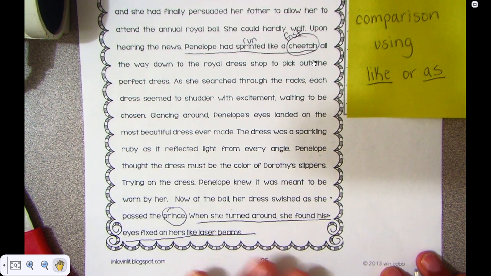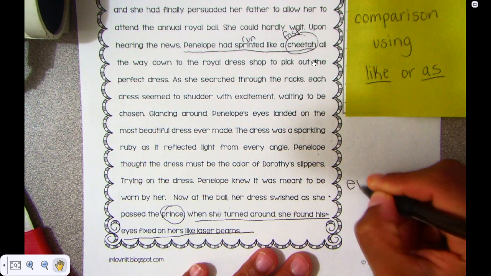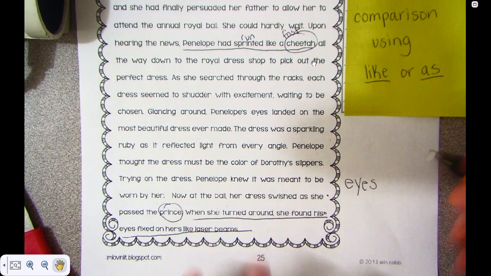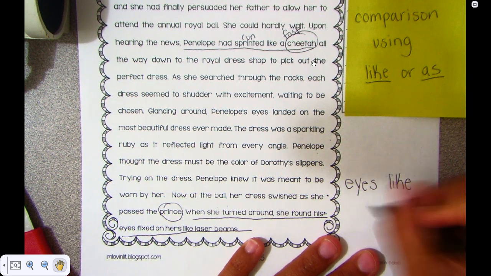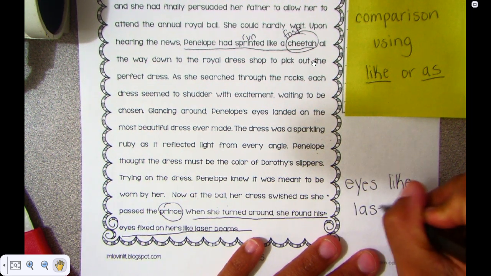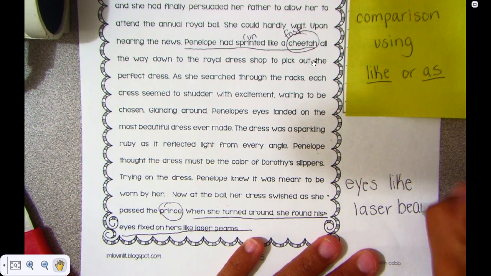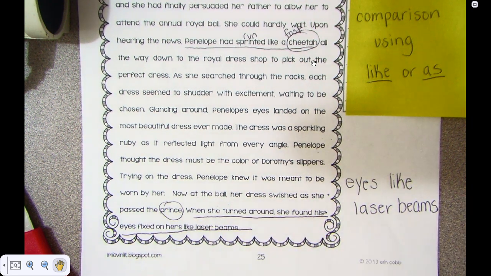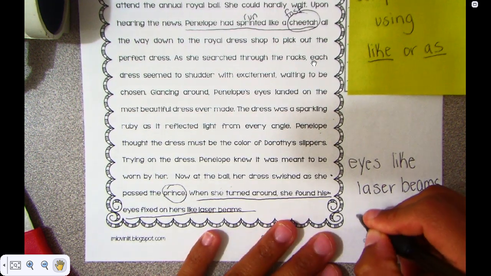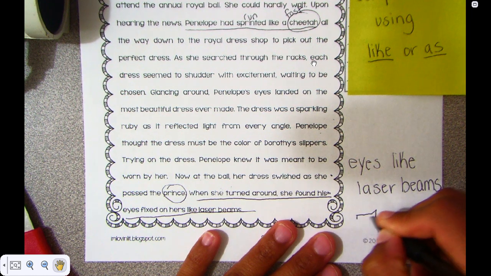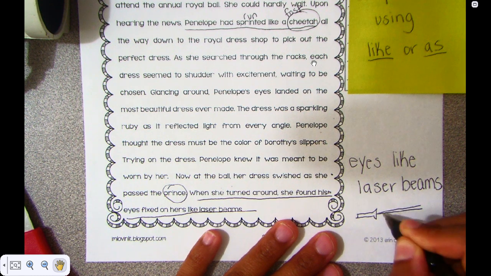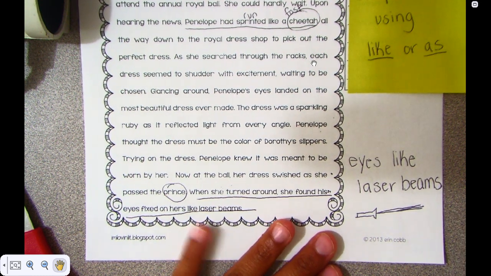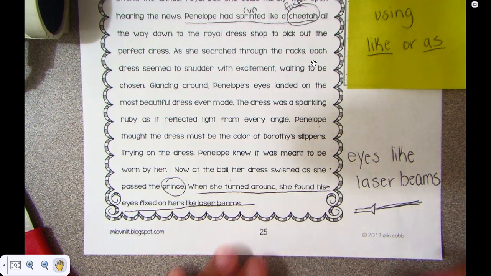beams. And here what they're doing is they're comparing the eye and saying his eyes are fixed on her like a laser beam. So we've got to think a little bit about, well, what are laser beams like? And when I think of a laser, I think of something that's very, and even if I draw a picture of it, like let's say this is some kind of flashlight, I think about the laser being very straight and coming out and going in one direction, having that one focus towards one thing.